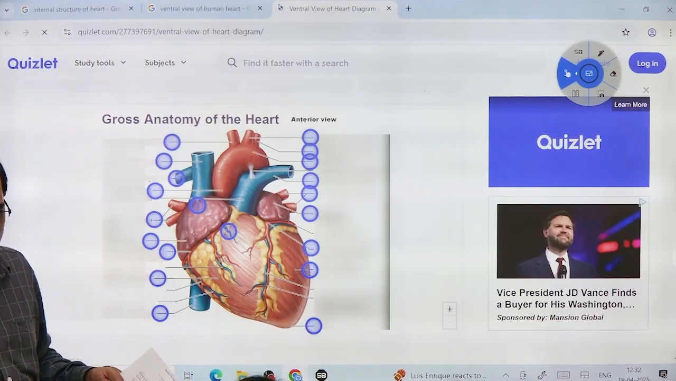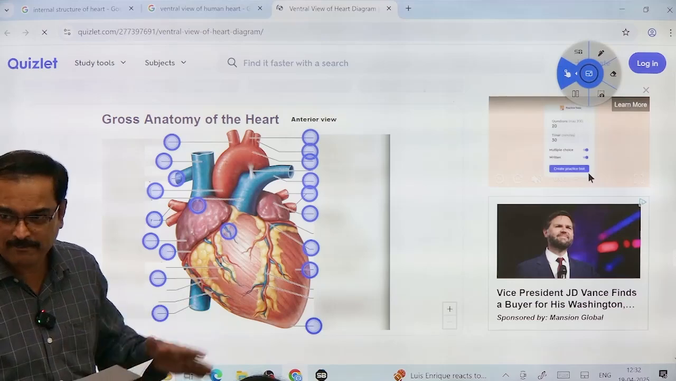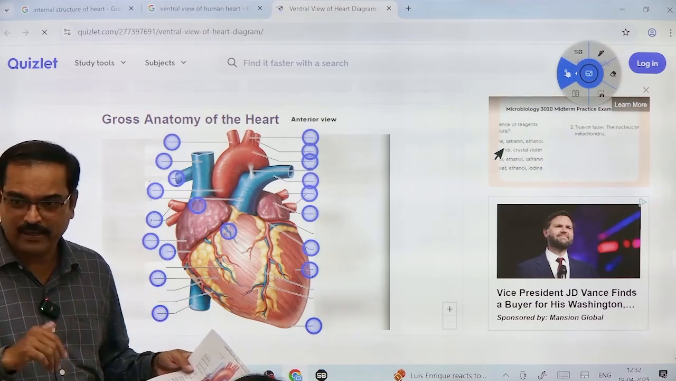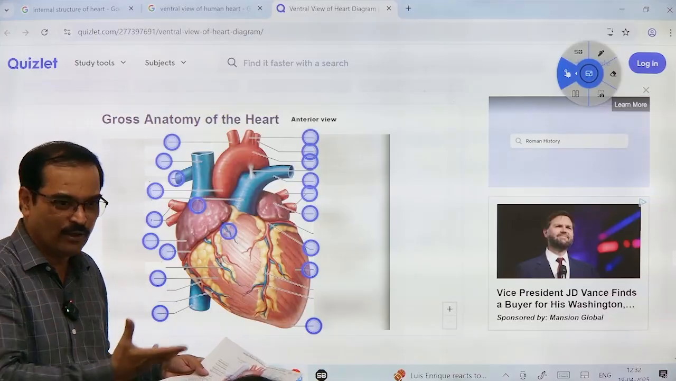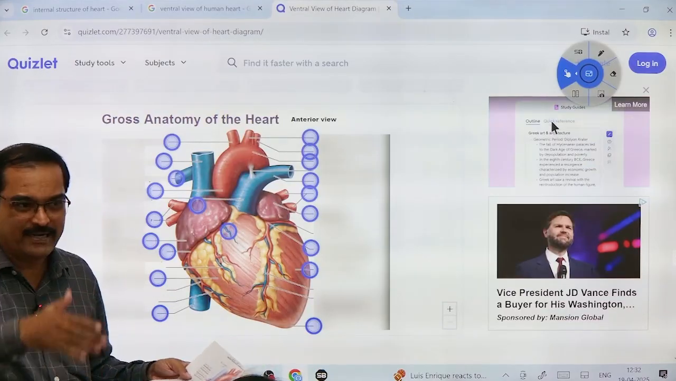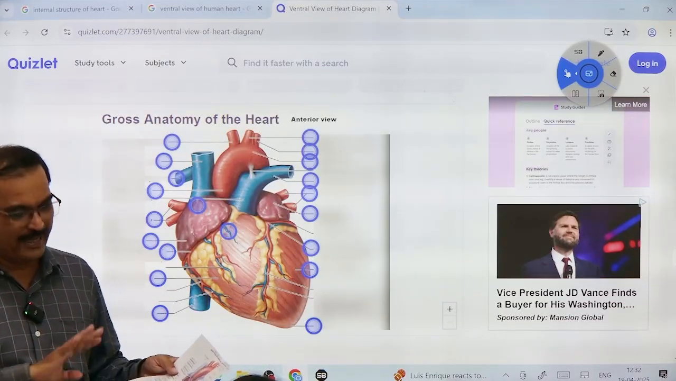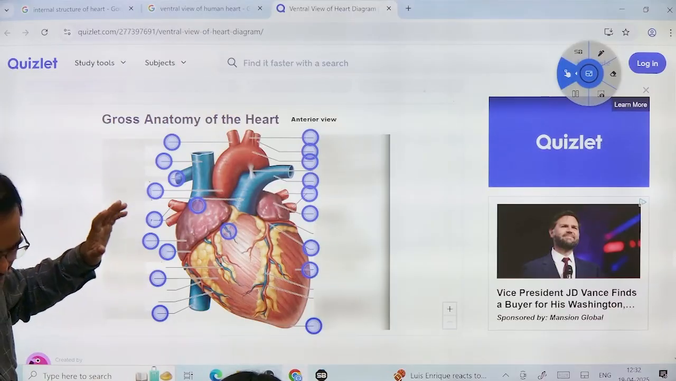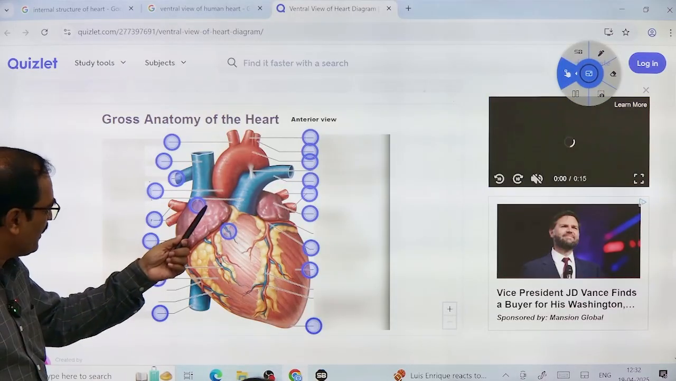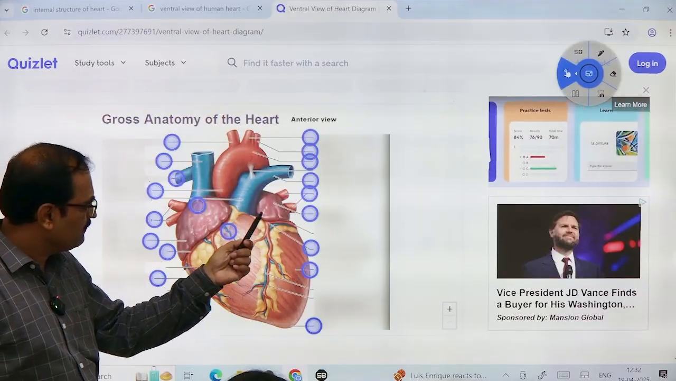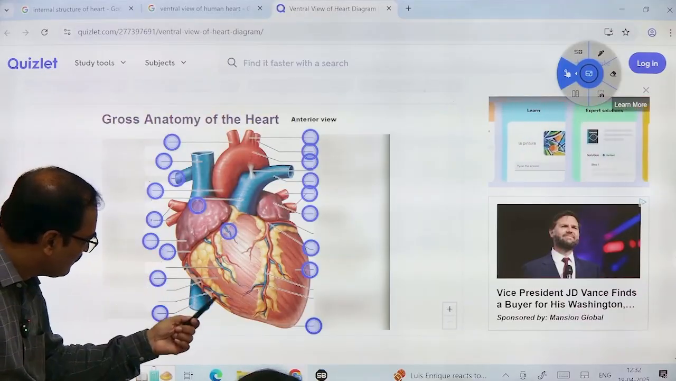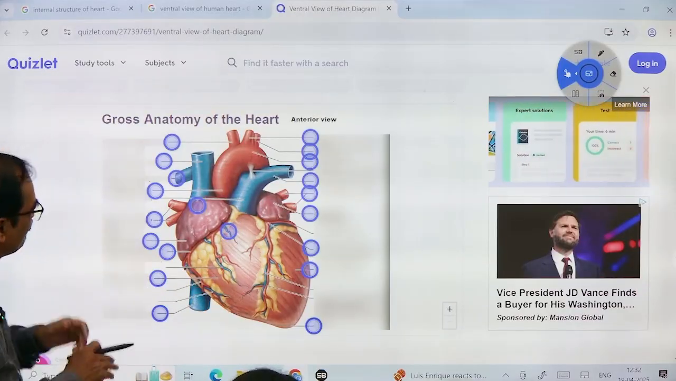Valves we cannot show because it is an external view. Then the septum we cannot show. Then the trabecular carni or columni carni, chordae tendineae, papillary muscles, all are internal. Except that, the remaining part is here. For example, what is this? Right atrium. This one? Left ventricle.